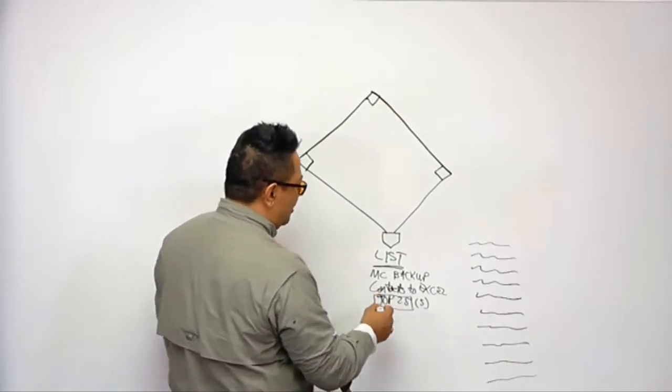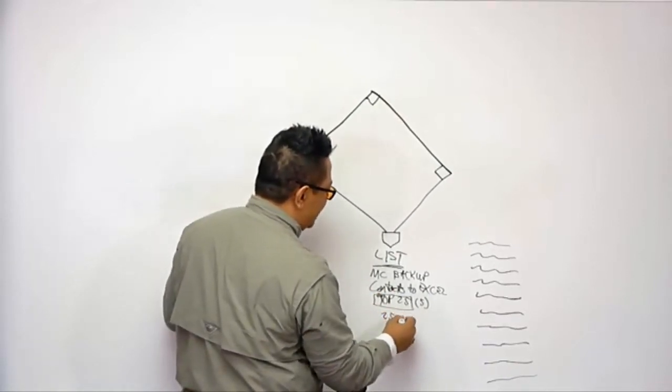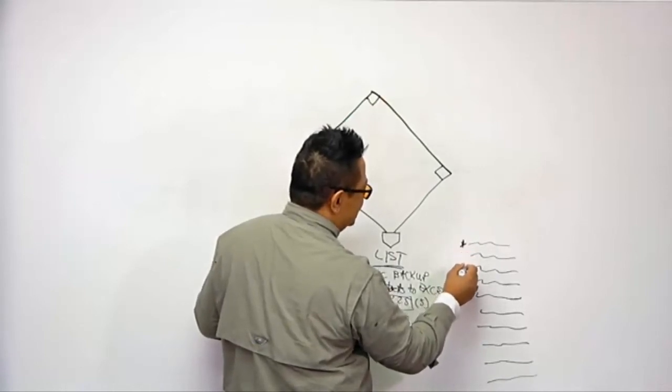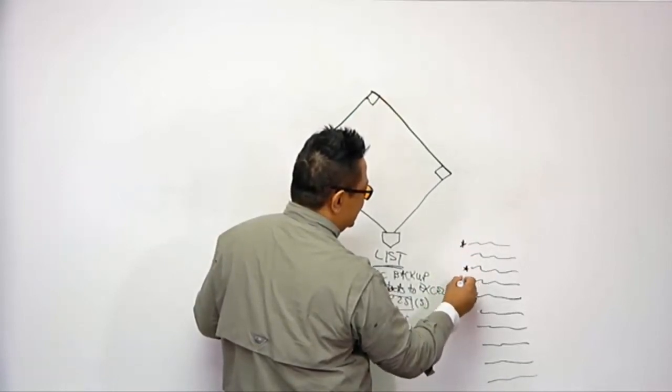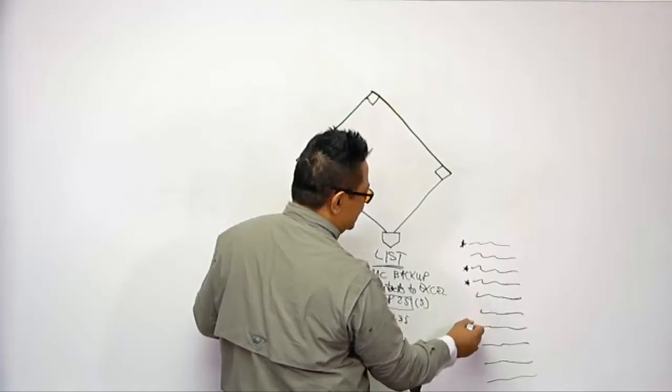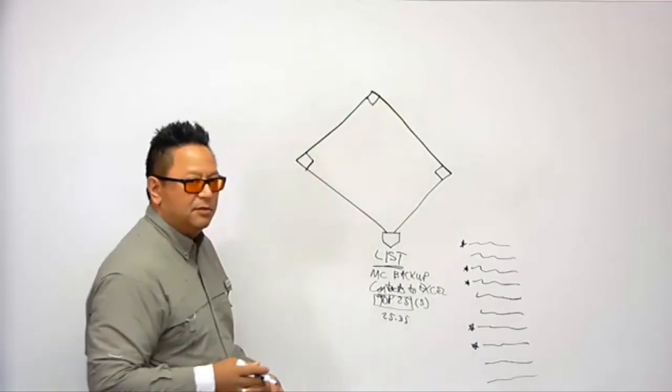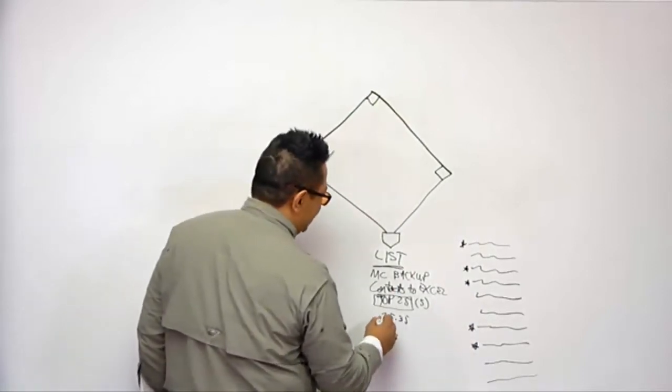So I want to know who's between 25 and 35. So let's say this person's between 25 and 35. This one isn't. This one is. This one is. This one isn't. This one isn't. This one isn't. This one is. This one is. Okay, those are my 25 to 35. Okay, who's married?